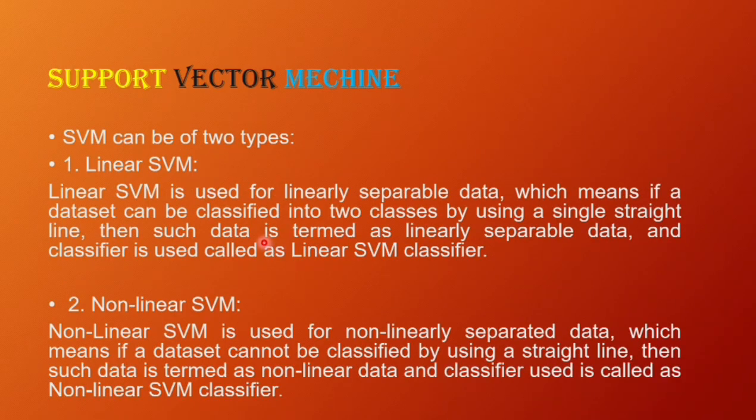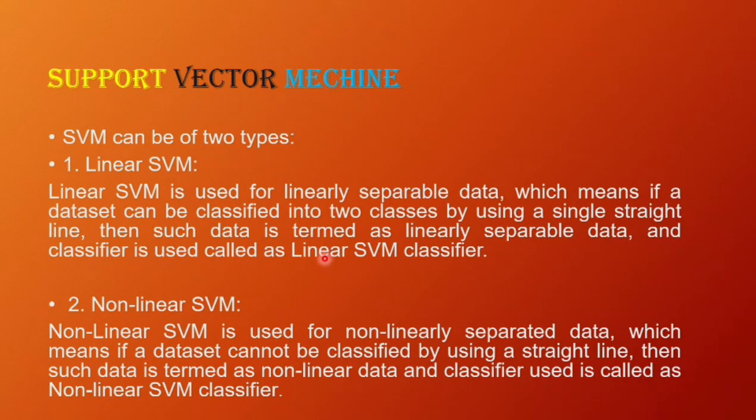See, there are two types of SVM. One is linear SVM and another is non-linear SVM. First is linear SVM. Linear SVM is used for linearly separable data. That means if a dataset can be classified into two classes by using a single straight line, such data is termed as linearly separable data, and the classifier used is called linear SVM classifier.